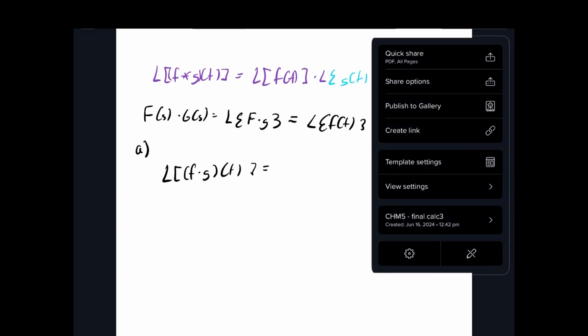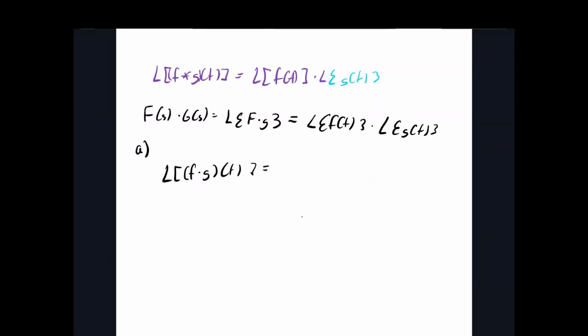Hold on a second. No more pencil. I don't want a pencil. Okay. So we're going to do this by hand.